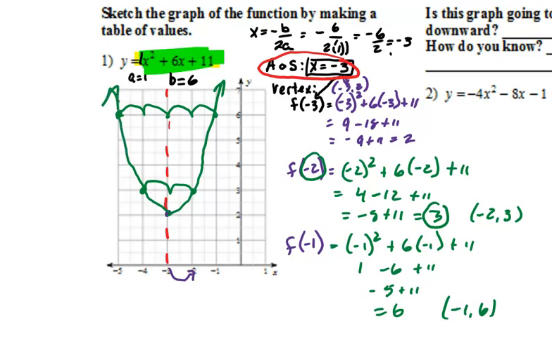Okay, we have everything we need. I definitely want to see the axis of symmetry, the vertex, and then at least 2 other points. And if you show me this, this shows me that you know what you're talking about, that you know that the axis of symmetry is going to cause a reflection across the axis of symmetry.